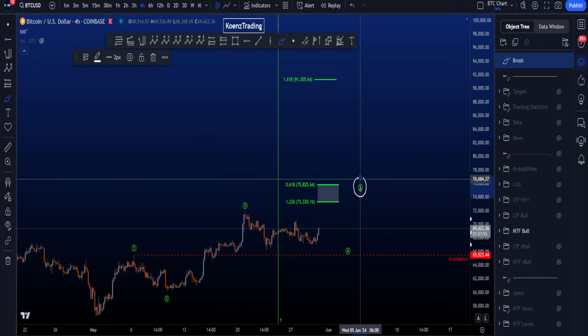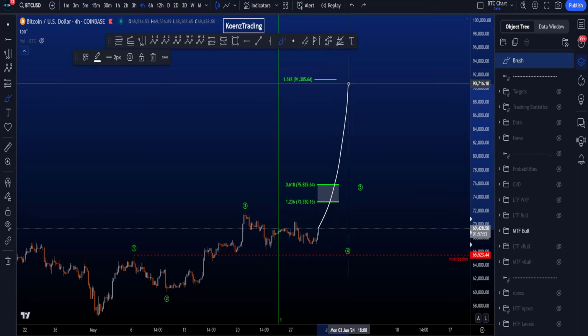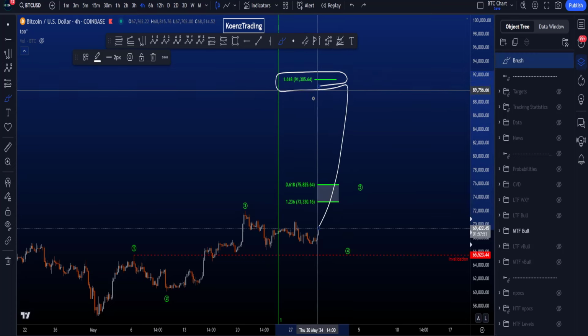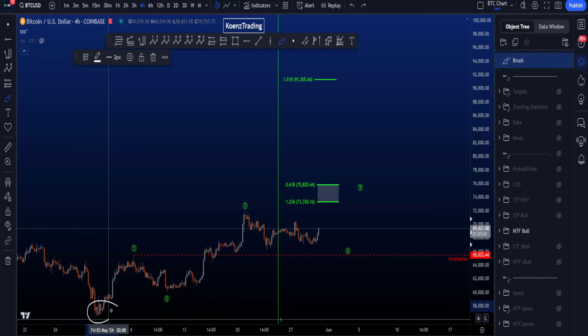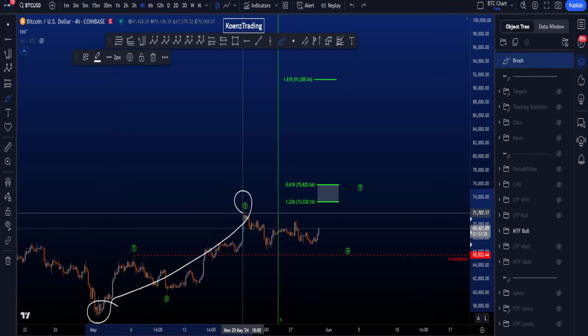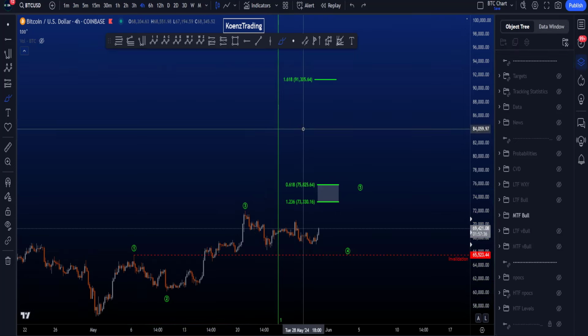Because wave 1 and wave 3 are quite similar in price, it opens the door for a potential extension in wave 5, where then the target for your wave 5 is the 1.618 trend-based fib extension taken from the low of wave 1 to the high of wave 3 to the low of your wave 4, with a target of 91.3k.